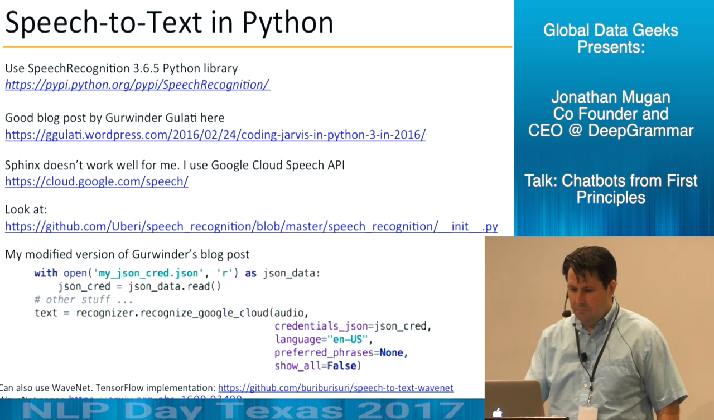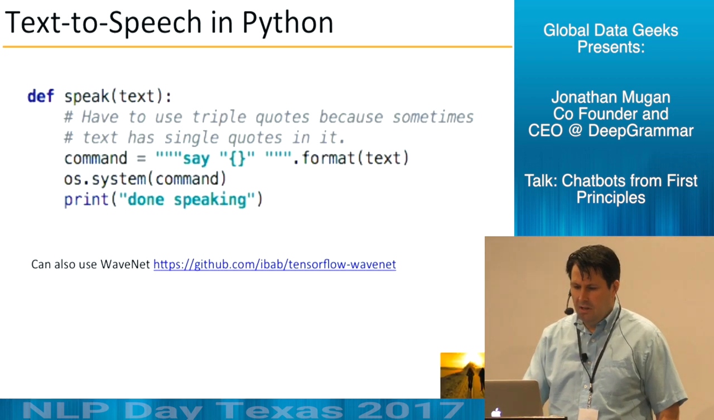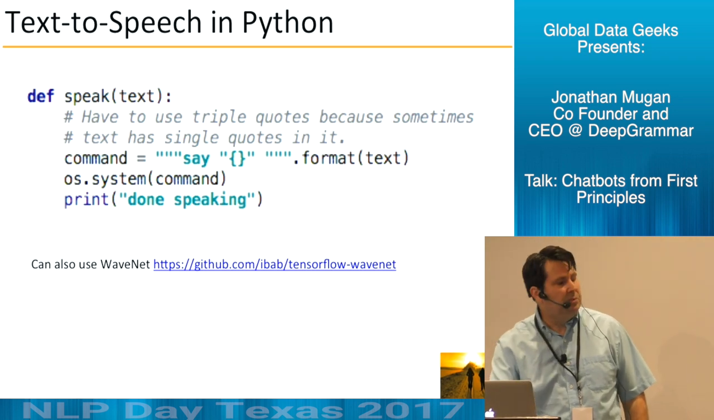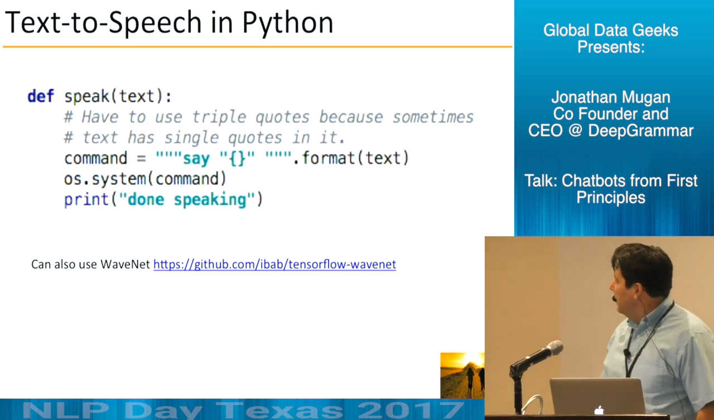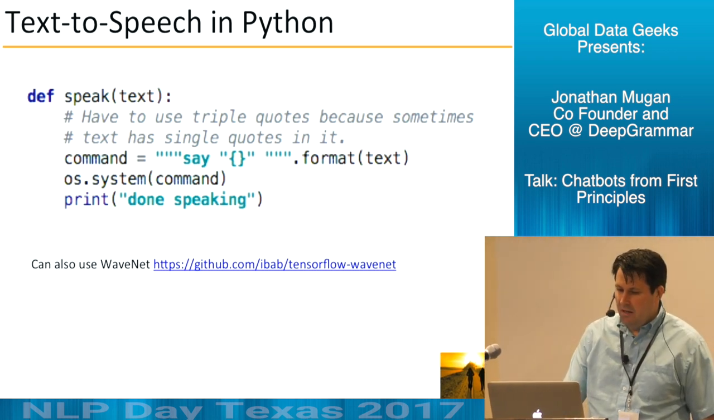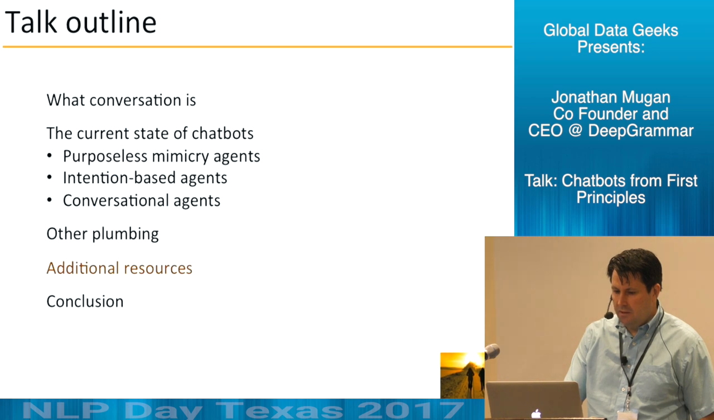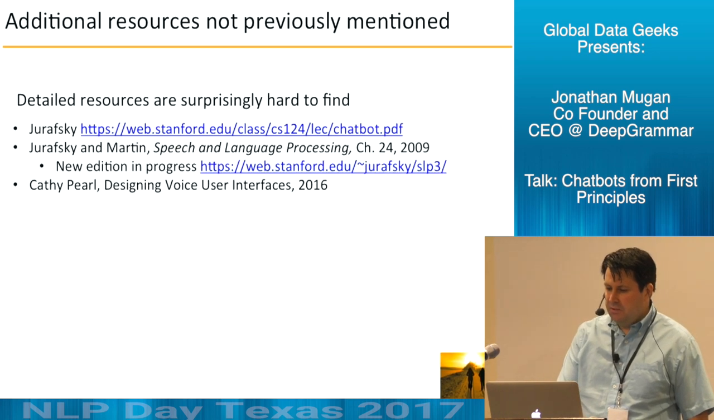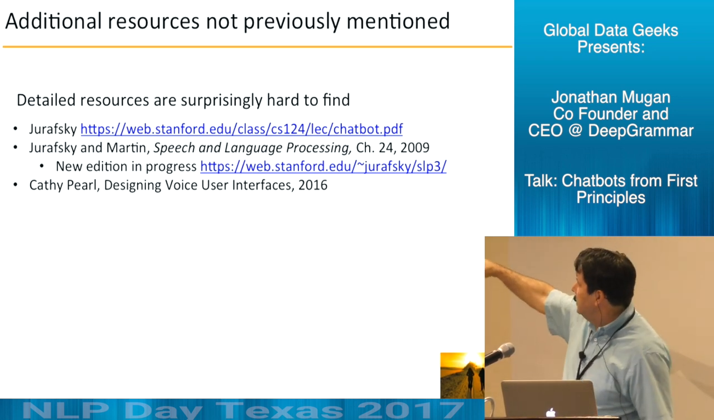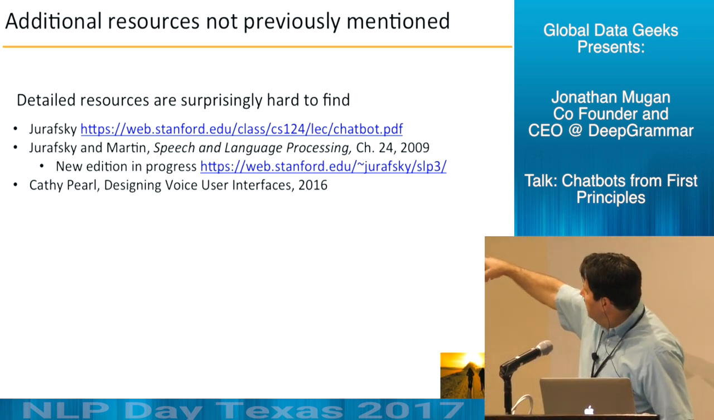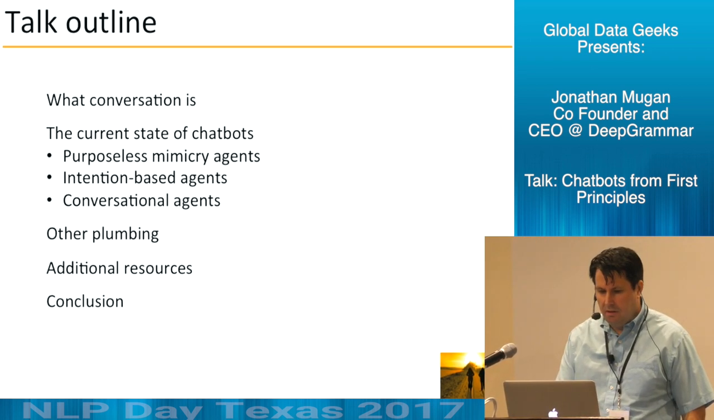And then I have to use WaveNet, which is fancy deep learning technology. There's also text-to-speech, which I do pretty stupidly in Python. I just call the operating system. I'm sure there are better ways to do that. Of course, WaveNet is one. And different resources. It's really hard to find resources on chatbots for some reason. They're all kind of just fluff articles. Jurafsky is a great resource.